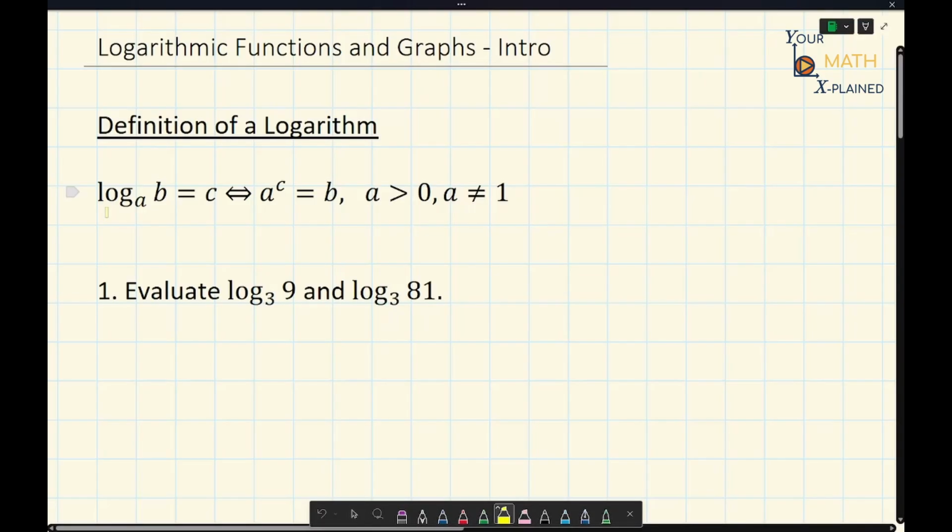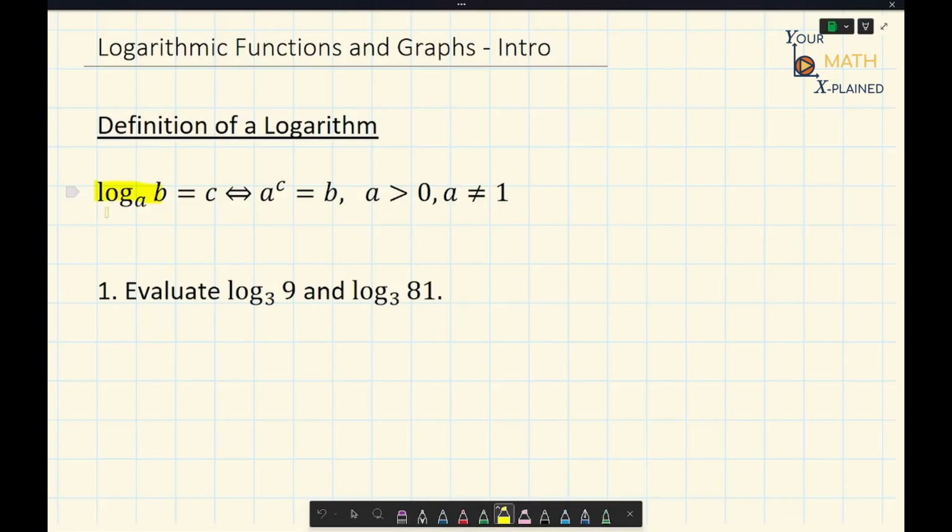So here we have log base a of b is equal to c. So the a here is the base. So you read this as log base a of b. And this can always be rewritten as an exponential equation. So we have this is the same as a to the power of c is equal to b. But we do have a couple of restrictions on a, and that is a has to be greater than 0, and a can't be equal to 1.